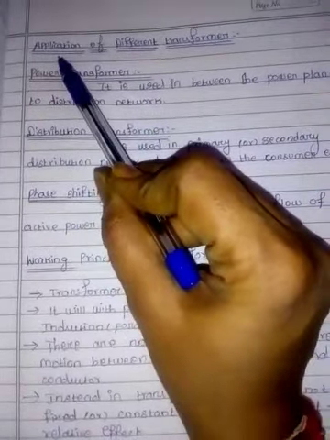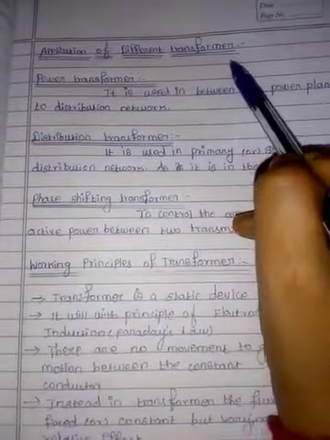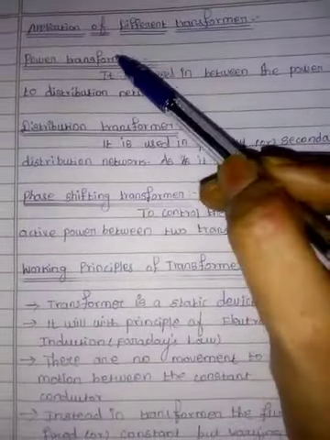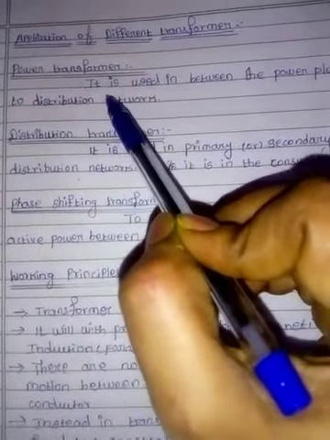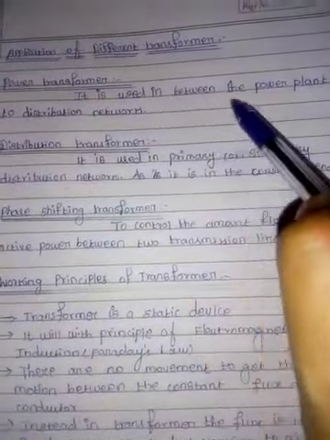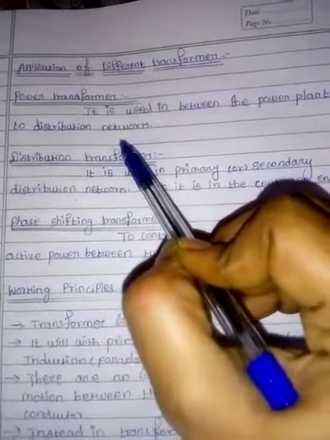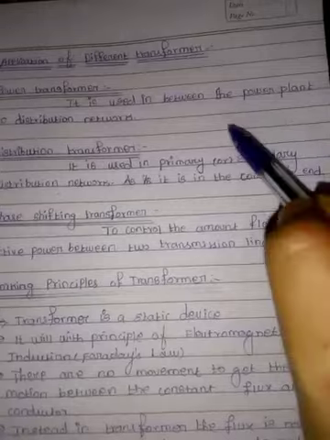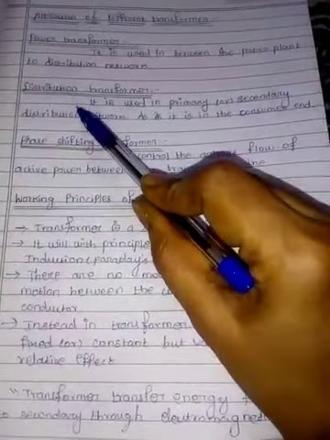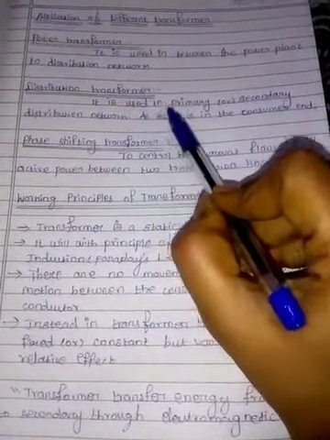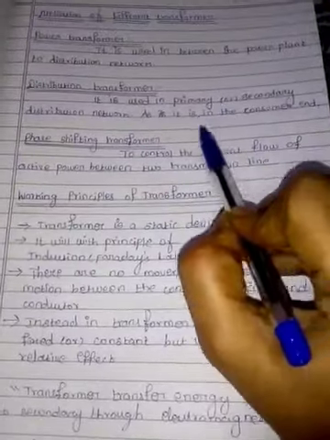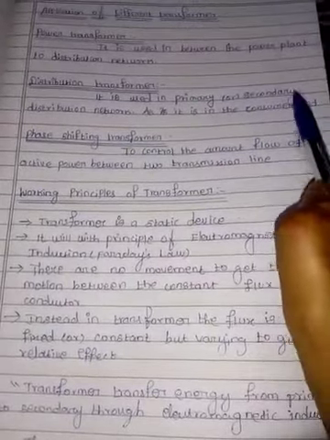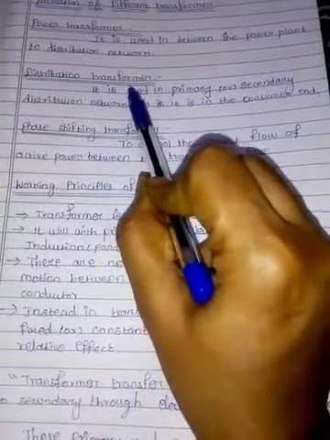And then what are the applications of different types of transformers? The application oriented transformers can be classified as power transformer. The power transformer is used in between the power plant and the distribution network. You have already known about the power plant, I think. Then we are going to the distribution transformer. It is used in the primary or secondary distribution network, which is at the consumer end. So this is the main process of the distribution transformer.